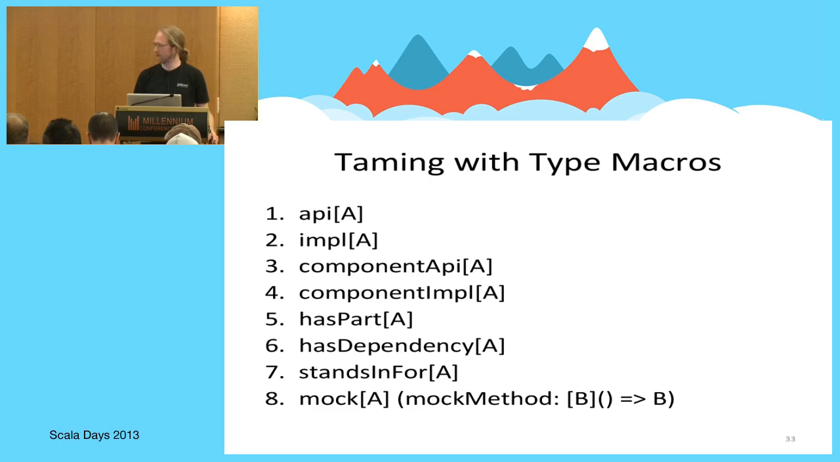So there's a few more. I meant to black out number 8. So 6 through 7, I'm not going to go into the details at this point, but they're basically going to influence how the component macros will expand. So for instance, if I have a has part, sorry, I said I wasn't going to go into the details.